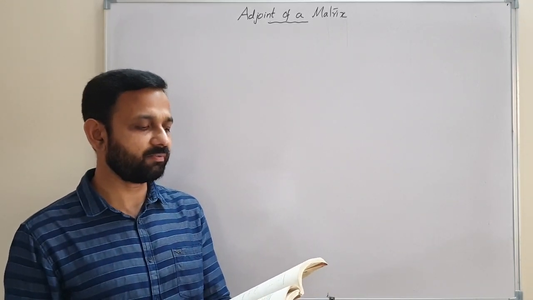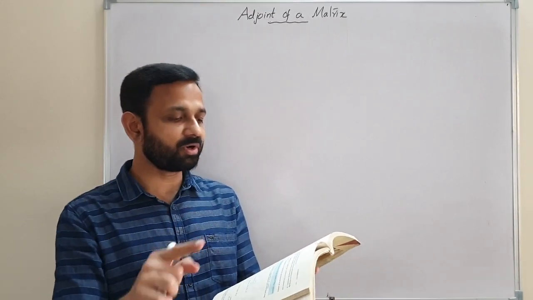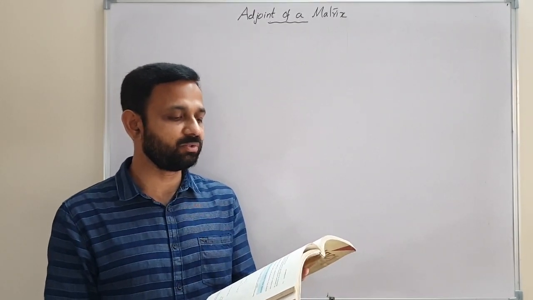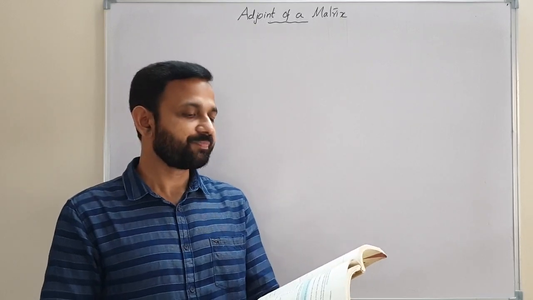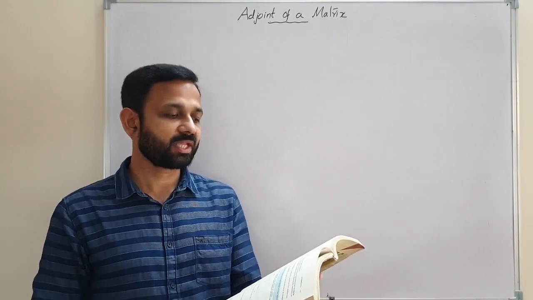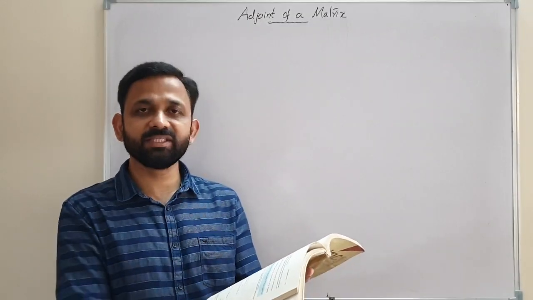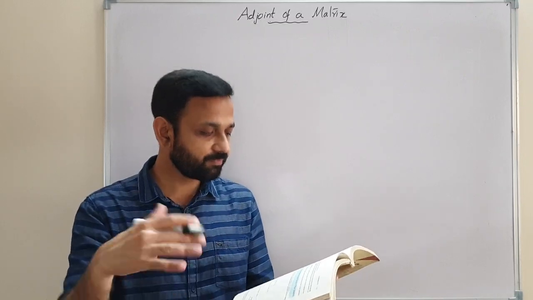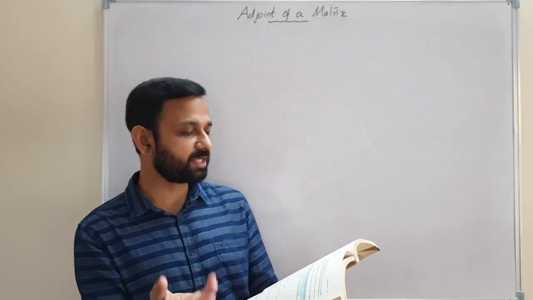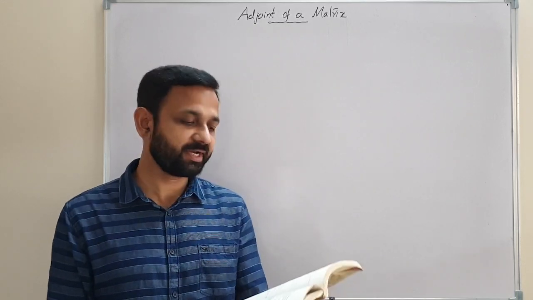Then question number 12. A is given, B is given. Verify AB all inverse is equal to B inverse into A inverse. So here first we have to find AB, A into B. Then we will find its inverse by this method. Then we will find the inverse of B, inverse of A, find its product, then verify. It's not difficult.